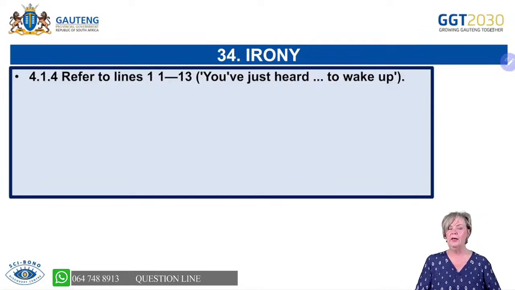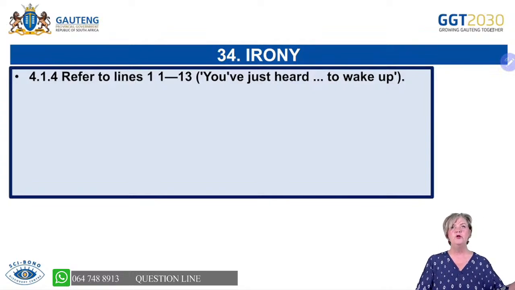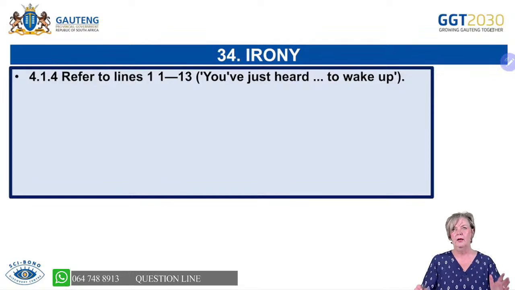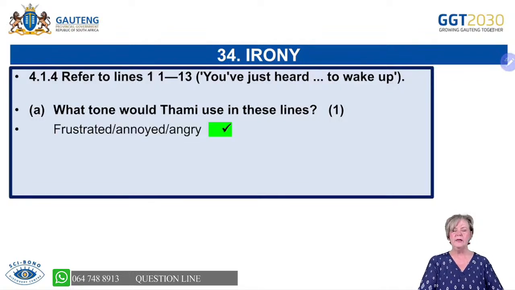A reminder again: you need to go back to the text and make sure that you've actually read the full lines. You cannot only depend on the words in the question. What tone would Tommy use in these lines? Tone again: what emotion, attitude is attached? Not what he says, but how he says it. He is frustrated, he's annoyed, he's angry.